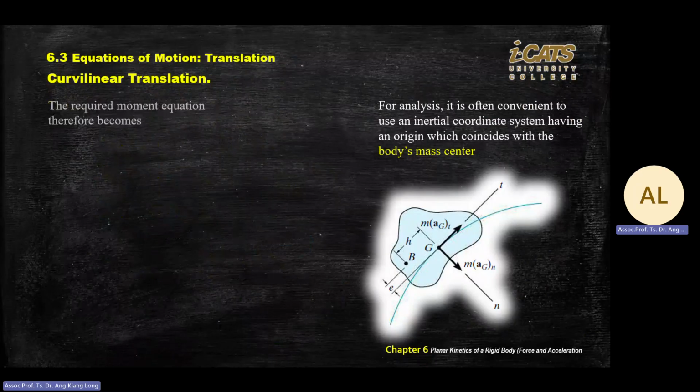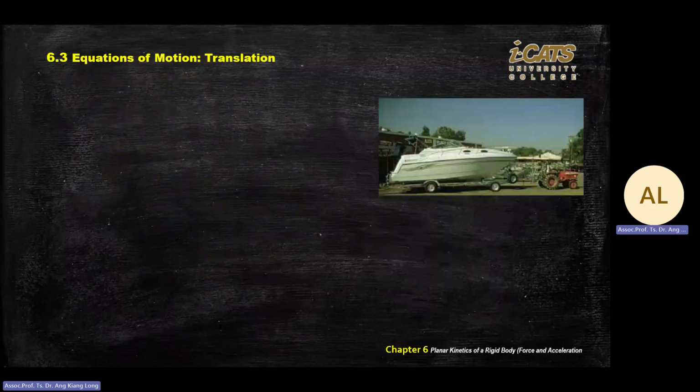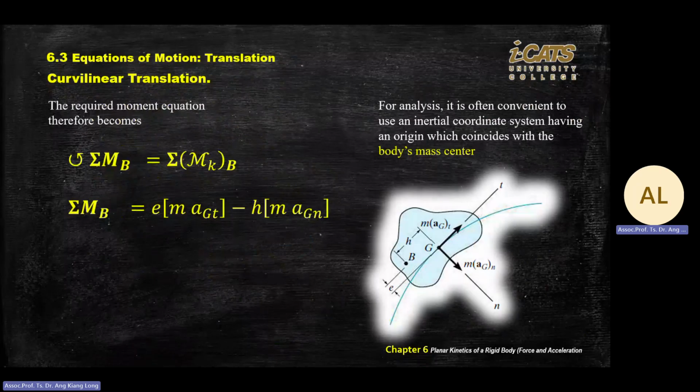This one you know already. So if you look at this equation, basically it's a moment equation. Moment equals force multiplied by the perpendicular distance. So you refer to this diagram. The tangent direction, the perpendicular distance is this one, the E here. Because you are referring to B.